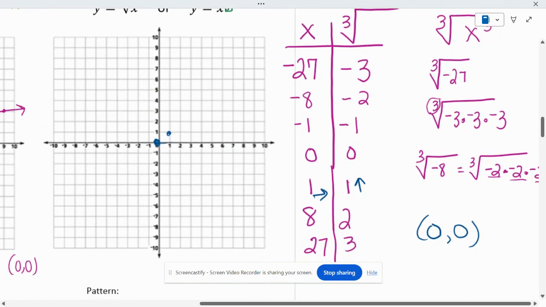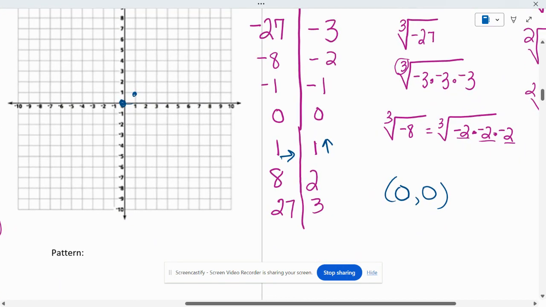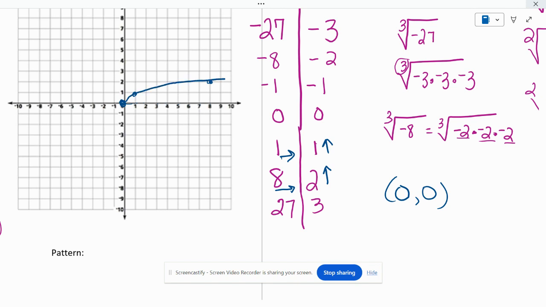So if I go 1 unit to the right, I go up 1. If I go 8 units to the right from the origin, 1, 2, 3, 4, 5, 6, 7, 8, well, the cube root of 8 is 2, so I go up 2. My x-axis doesn't go out all the way to 27. So this is the positive side of my graph.